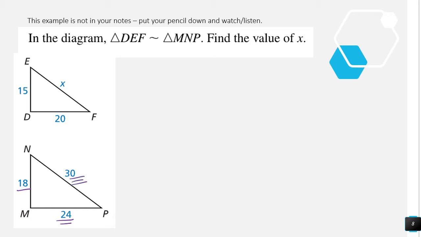So when I look over here, 15 is definitely my smallest number, and X is my hypotenuse, so I know that it's going to go with 30. If I have to pick 15 and 18 or 15 and 24, 15 and 18 are my smallest two sides, so I'm going to put 15 over 18. Here I have 20 and 24. You will know if these are similar in the end if all three sides are proportional.